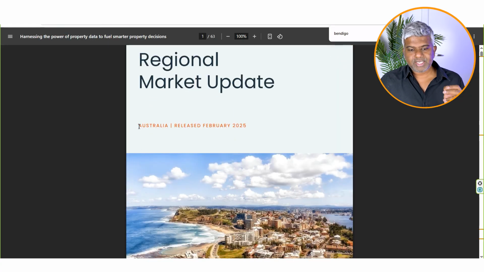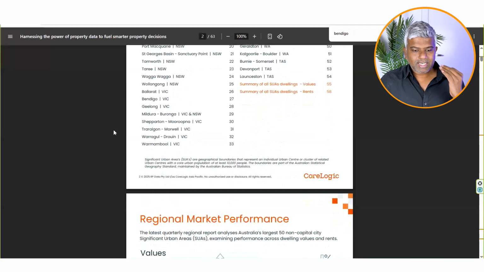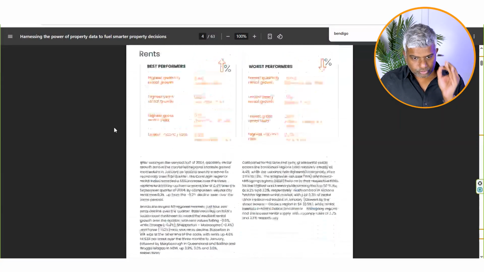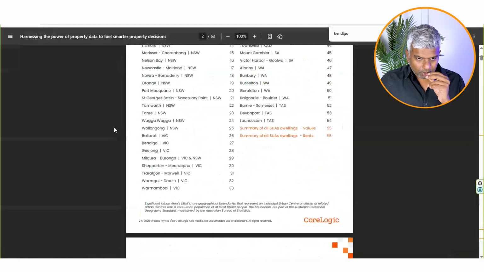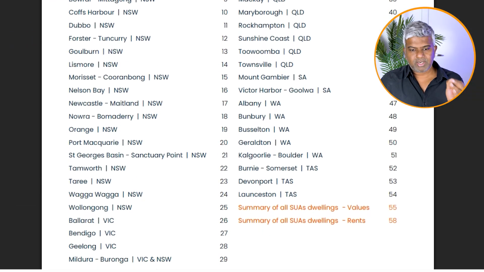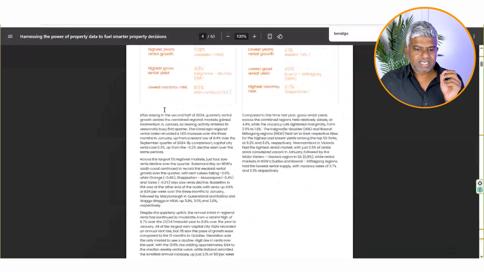Then the second one is the regional market update, which is sent to you on a quarterly basis, and then you can analyze the regional markets every 3 months. It goes through quite some detail. I'm just going to go here. You can see it goes through quite detailed information, like all these markets are covered. Every major regional market is covered and it gives you a lot of key information.